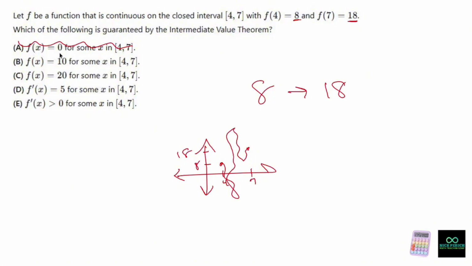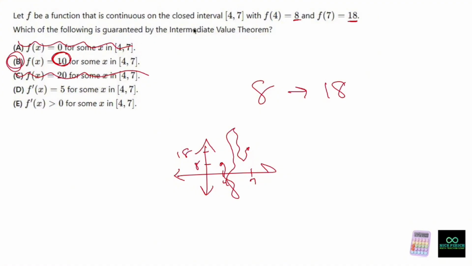F of x has to be 10? Yep, because at some point we have to go from 8 to 18. Therefore, we have to hit 10 at some point. So yeah, B is going to be my answer. Have to hit 20? Nope, don't have to go beyond 18. The derivative has to be 5, and the derivative has to be positive? For the intermediate value theorem, there's no rule about derivatives. It just doesn't apply.